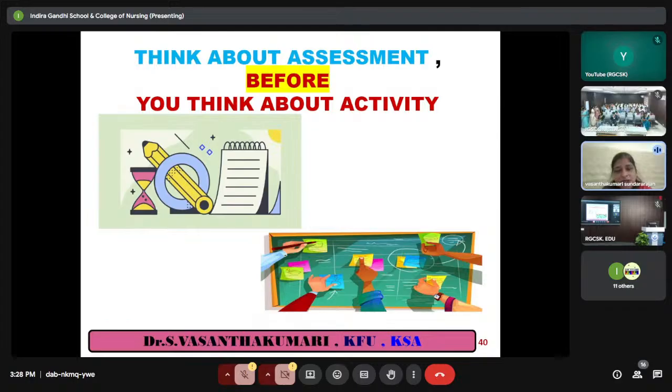So we should make the students understand that assessment is important, because it goes along with the whole lesson, and then only the activity can come, based on the students' exploration, experience, and investigation, and then they go on to the reflection.